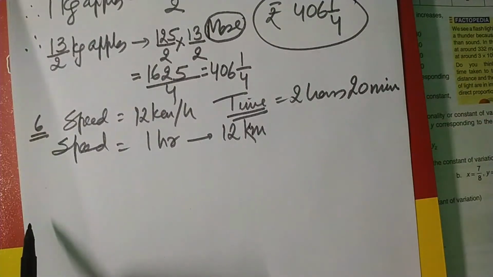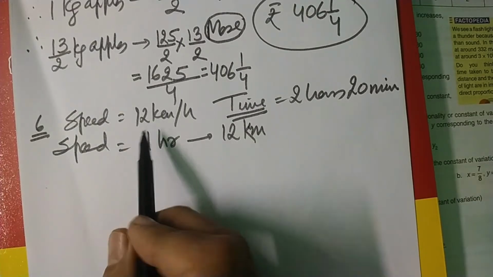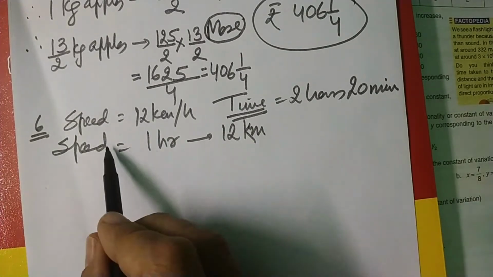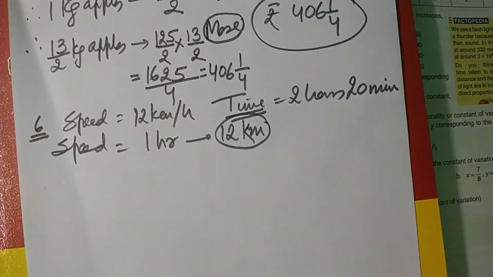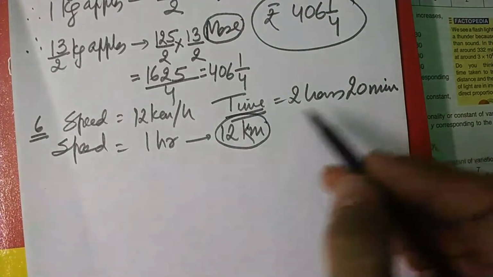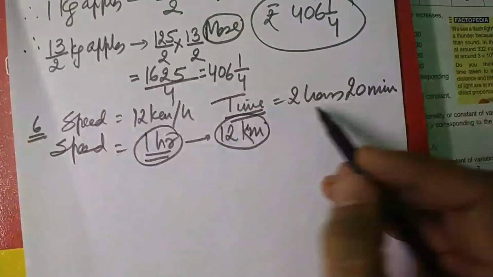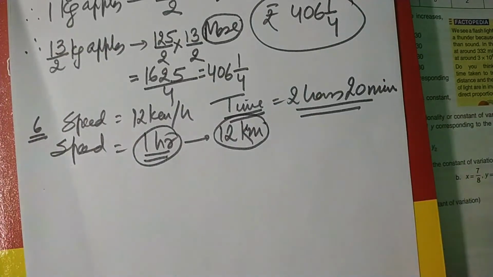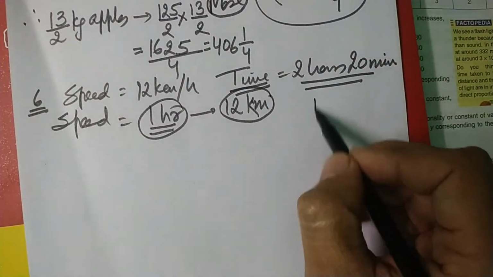So you have to find two things. One is distance, 12 km. Speed is given, 12 km in 1 hour. So one is kilometer and one is hour. Here also it is hour. So you have to find hour or you have to find kilometer. Since time is given, it means we have to find kilometer.